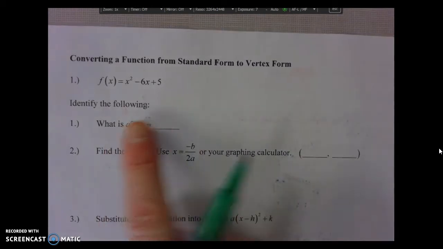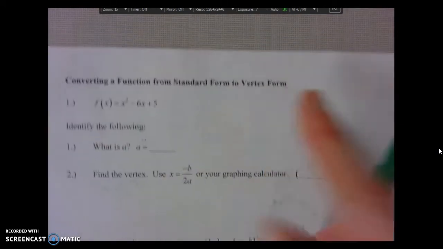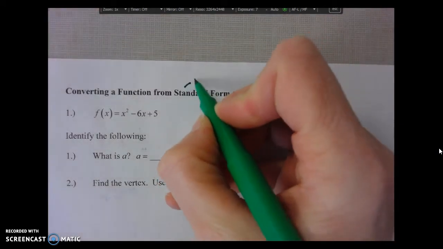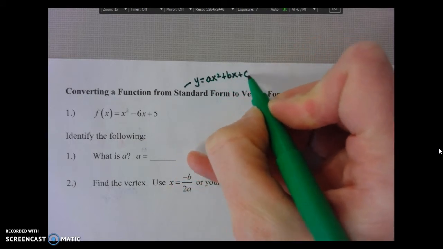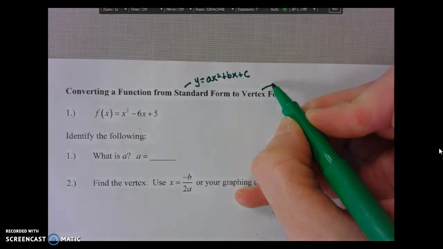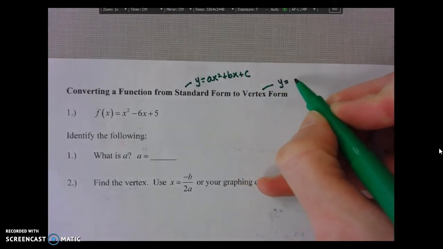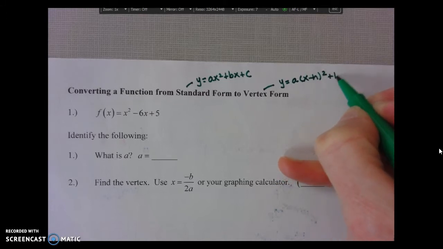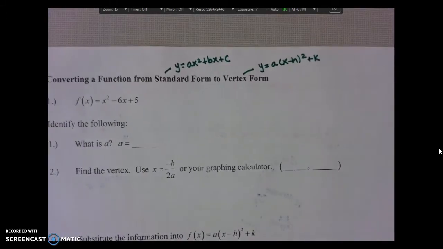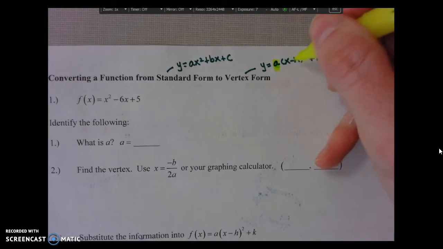If I want to go from standard form to vertex form, it means I'm taking it from the form y equals ax squared plus bx plus c, and I'm going to change it into the form where y equals a(x minus h) squared plus k. In order to convert from one form to another, it's really just a game of finding some missing letters.